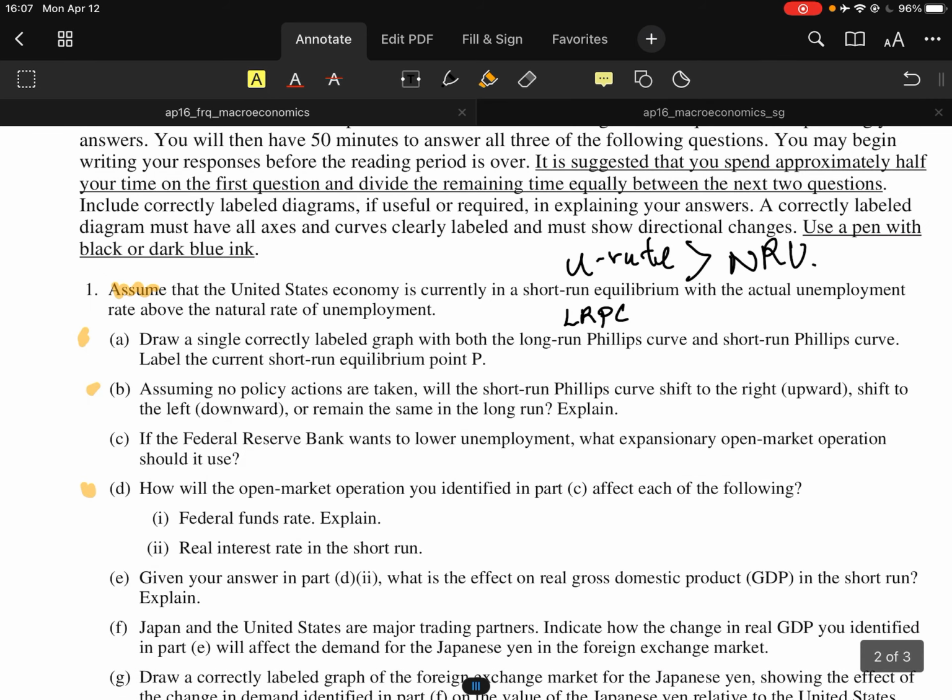All right. Now for part B. So this is a little bit tricky. Assuming no policy actions are taken, will the short-run Phillips curve shift to the right, shift to the left, or remain the same in the long run? And then it says, explain. So we have to go into some detail.